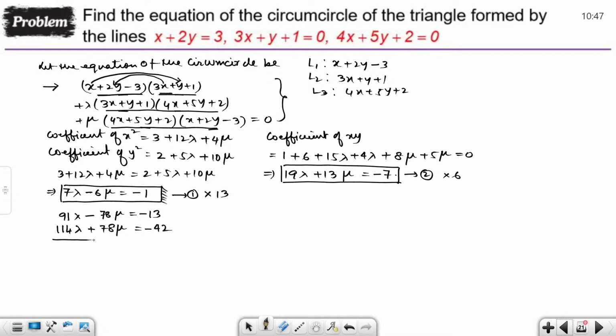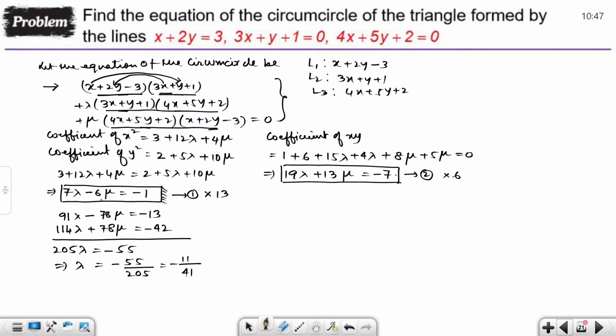Okay, so let me just add these. Correct? So lambda gives us, that's it. Simplify this a little bit, minus 11 divided by 41, correct? So the value of lambda is minus 11 over 41.